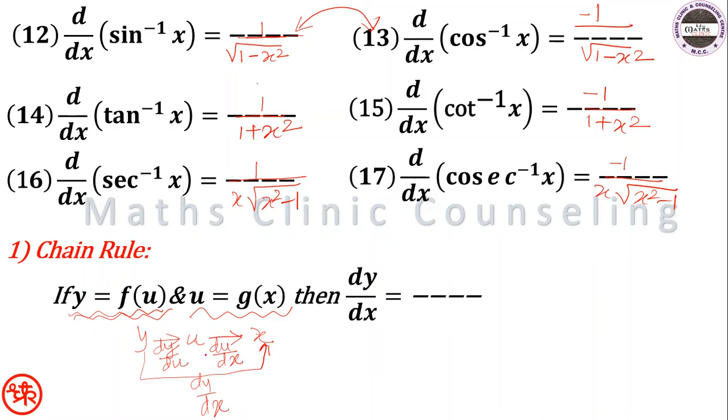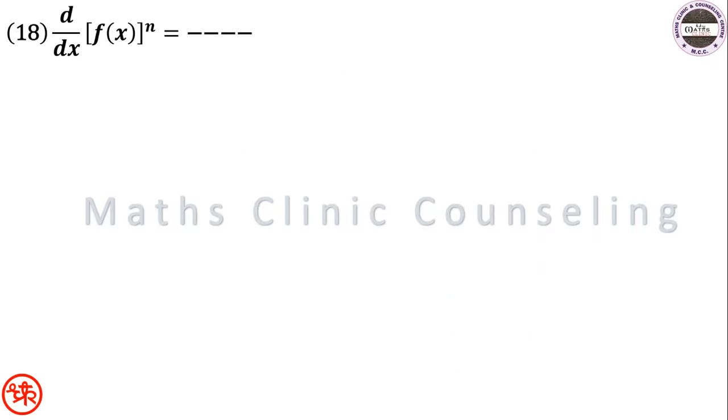And if you take the product of these two, then dy by dx is equal to dy by du into du by dx. Is that clear? So that is also called f dash of u into g dash of x. Is that clear? So we can write the chain rule, and there are some formulas on the chain rule now.